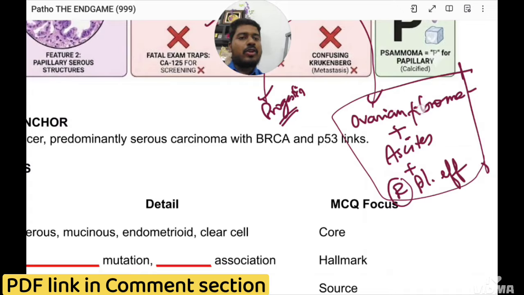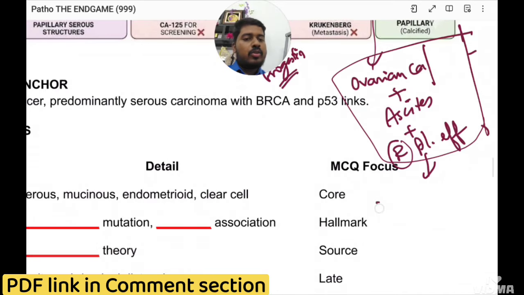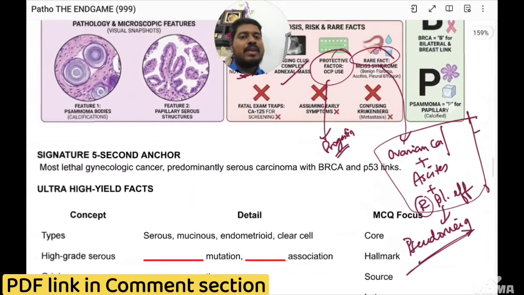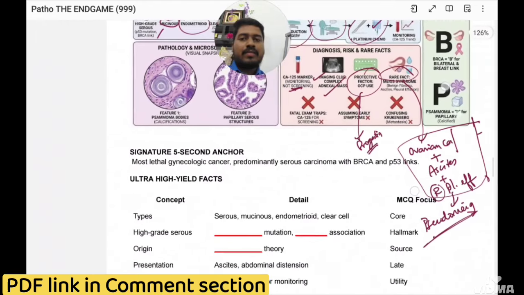Now, suppose this is not caused by ovarian fibroma. Let's say it is caused by ovarian CA, or it is caused by a teratoma. Then it is known as pseudo-Meigs syndrome. Okay, pseudo-Meigs. So remember, Meigs syndrome is actually benign, but there will be associated ascites and pleural effusion.